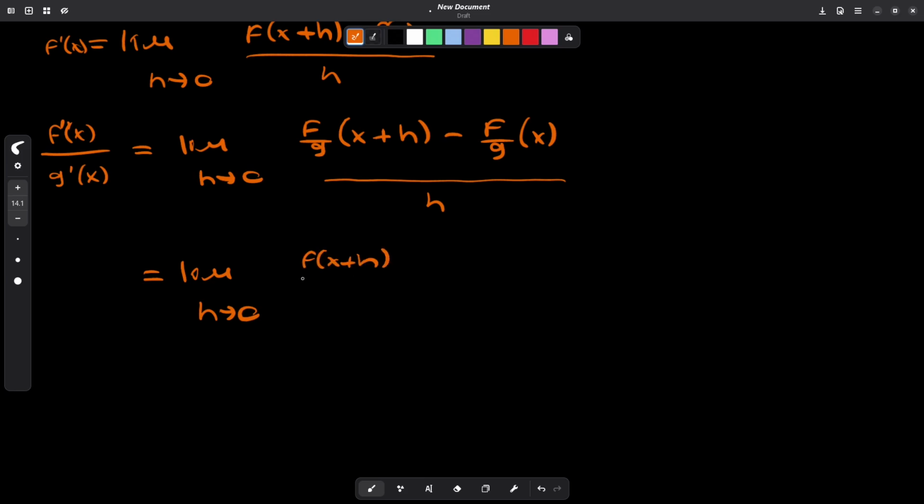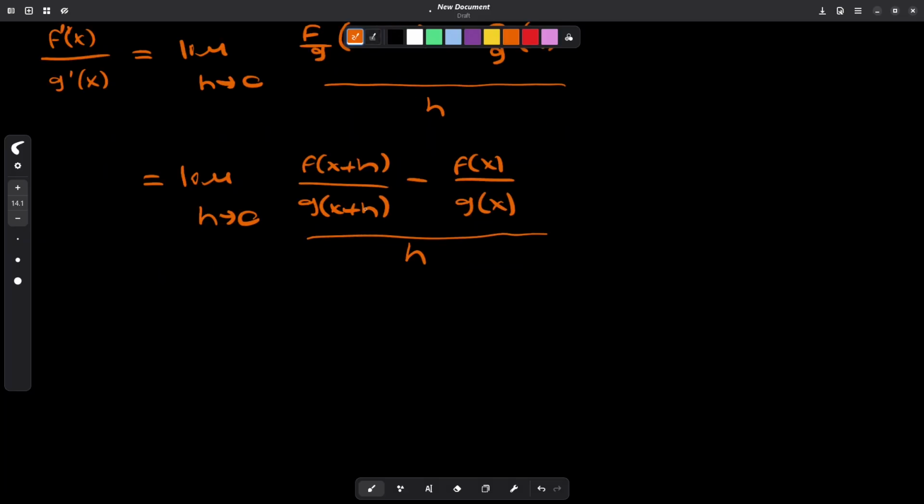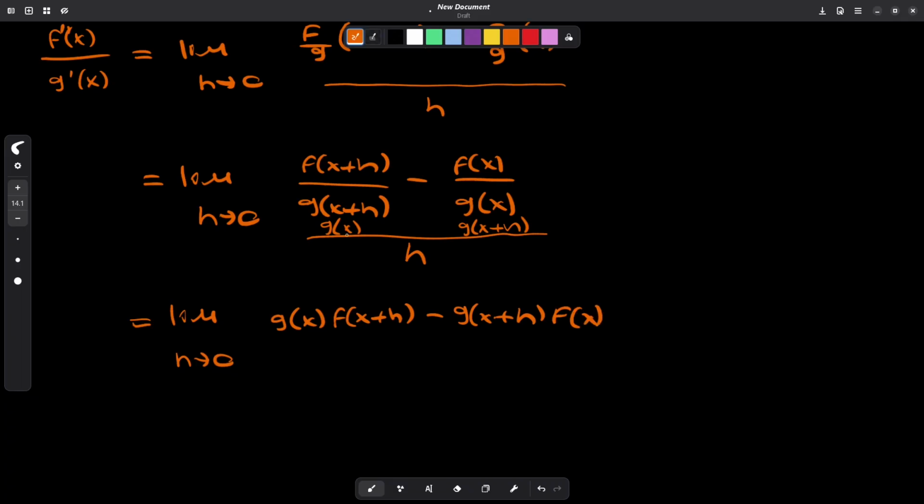f(x+h)/g(x+h) minus f(x)/g(x), and this is over h. I want to write these with a common denominator, so we will expand this with g(x), and we will expand this with g(x+h). We get the limit as h approaches 0 of g(x) times f(x+h) minus g(x+h) times f(x), over g(x) times g(x+h), and that's over h, so we can write that as g(x+h) times g(x) times h.